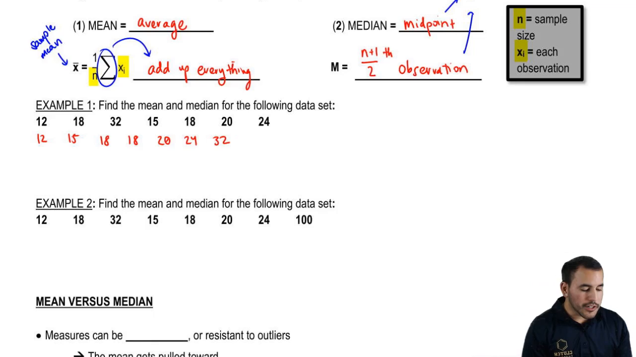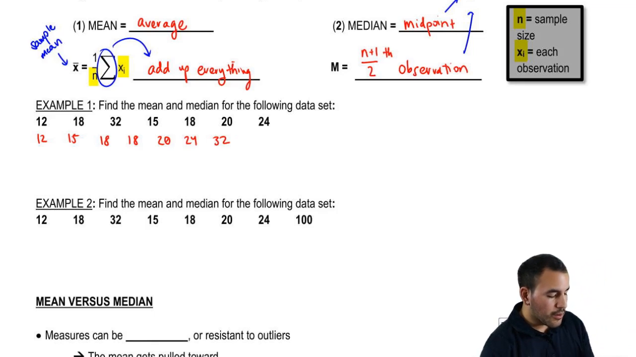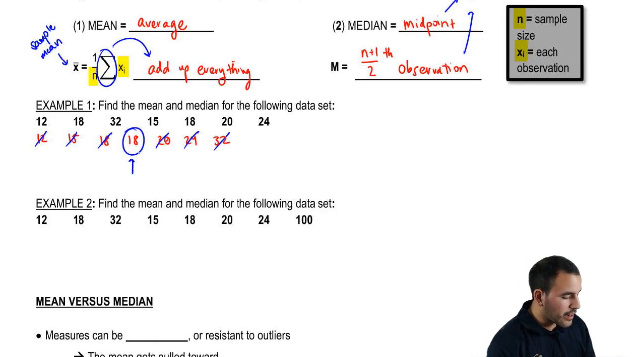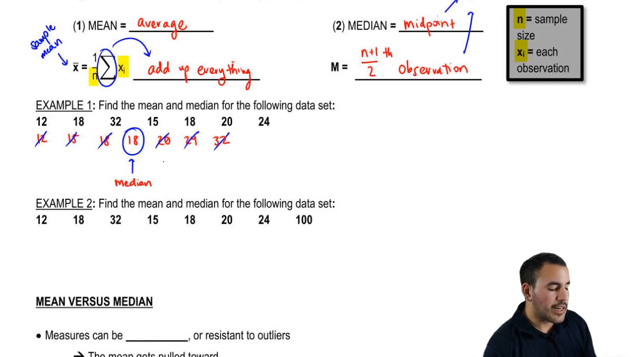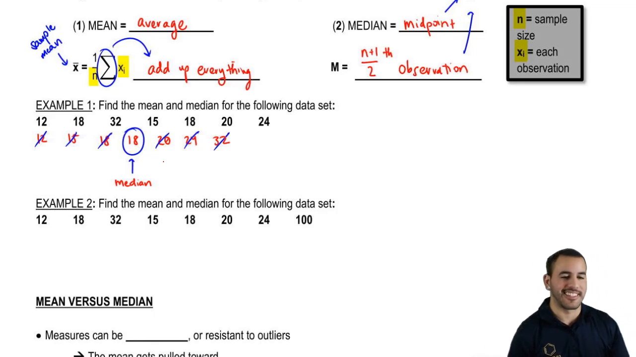Like I said earlier, you can take a roundabout way to find the midpoint of any data set. The way we do that is to cross off one at a time, left, right, until you're left with 1. So here we have our median. Now again, what's the other way? It's the (n plus 1) over 2 observation.